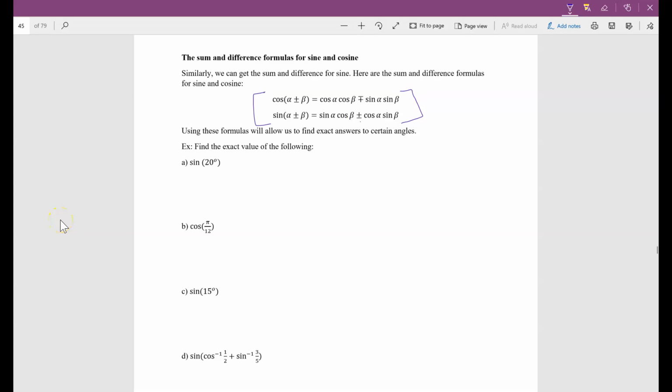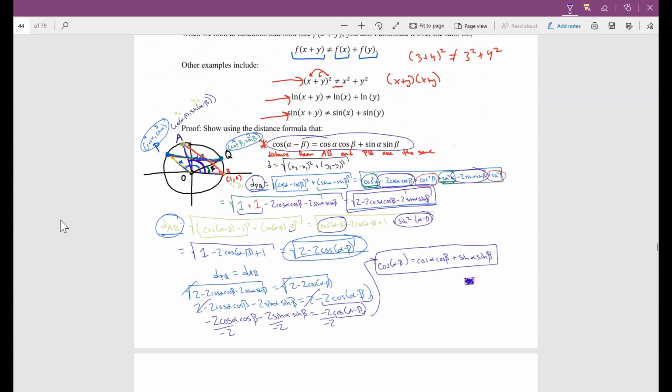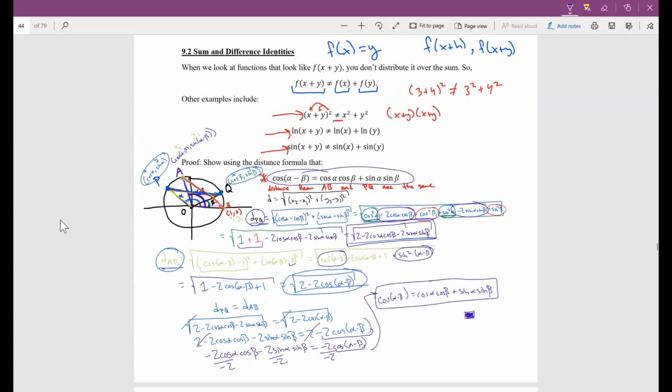So in the previous video, we were talking about the sum and difference formulas, and we derived a very messy representation of the cosine of alpha minus beta. We were able to derive the formula. So don't worry so much about the derivation. If you understood it, that's great. But if you didn't, that's okay too.